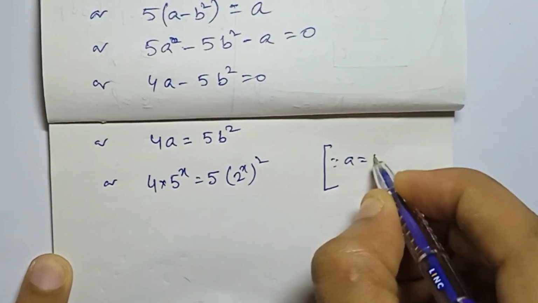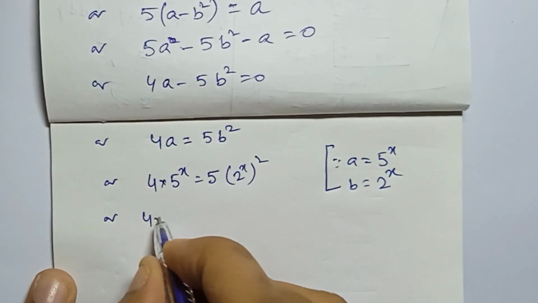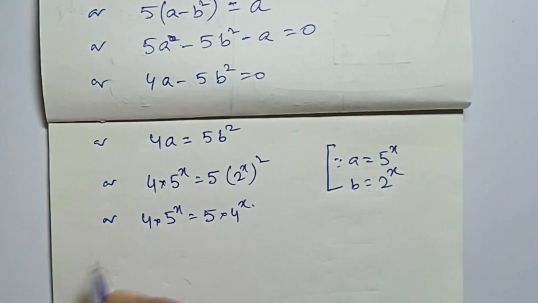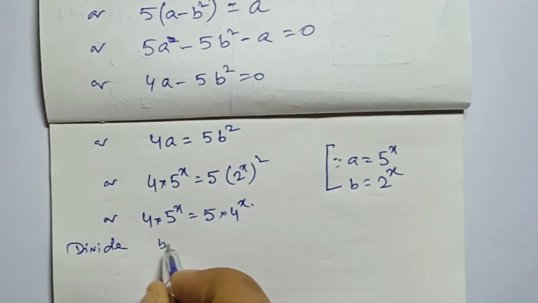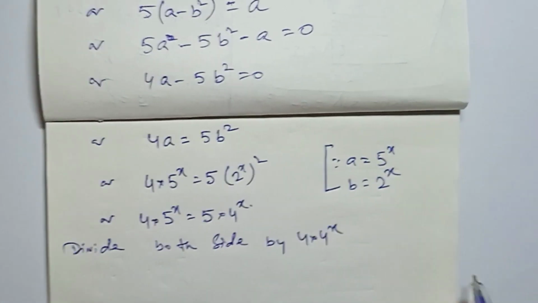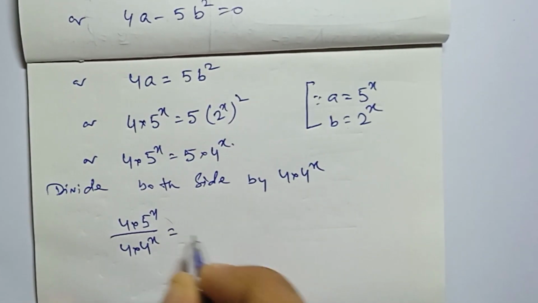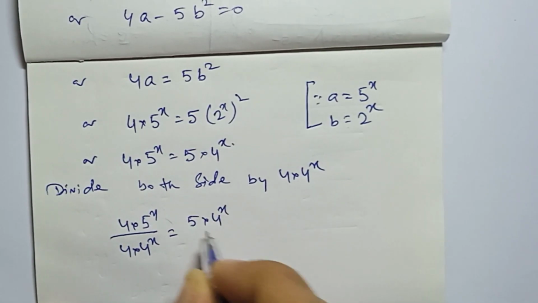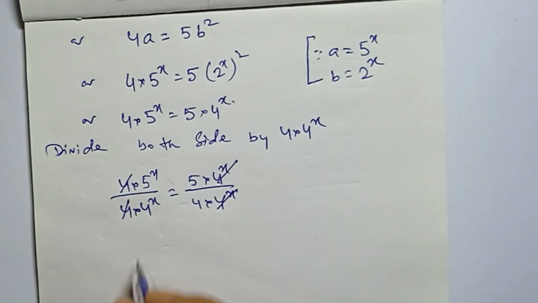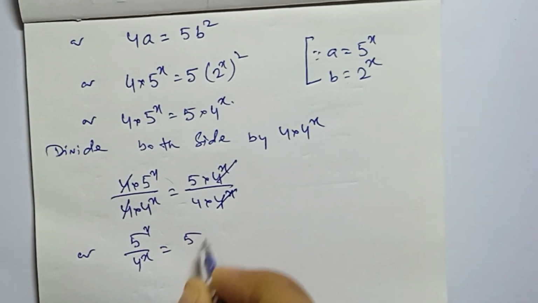Write it as a is equal to 5 to the power x, b is equal to 2 to the power x. 4 into 5 to the power x is equal to 5 into 4 to the power x. Divide both sides by 4 into 4 to the power x. 4 into 5 to the power x divided by 4 into 4 to the power x is equal to 5 into 4 to the power x divided by 4 into 4 to the power x. This term will be cancelled out and this term will be cancelled out. Now here is 5 to the power x divided by 4 to the power x is equal to 5 divided by 4.